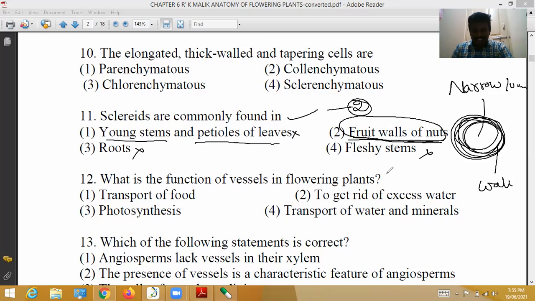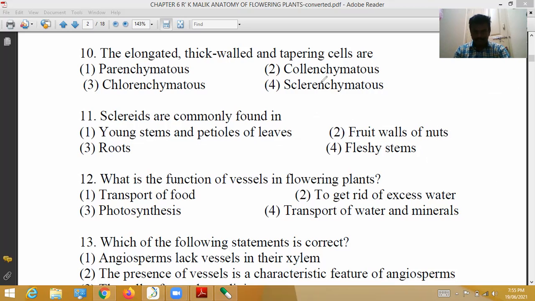They are also found in most of the common places: very common in cortex, pith, phloem, and in fruits and seeds. Okay, next, 12th question. What is the function of vessels in flowering plants?